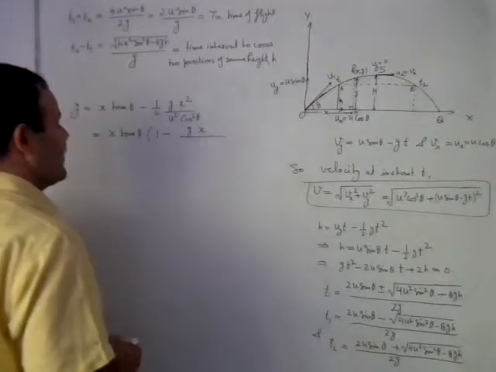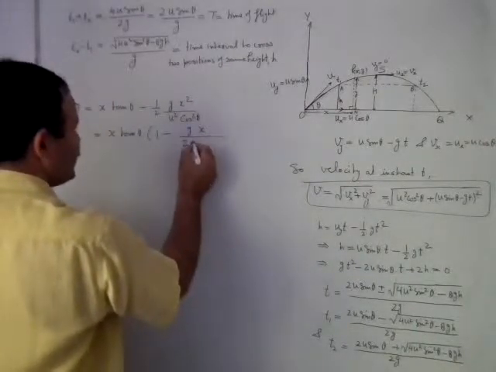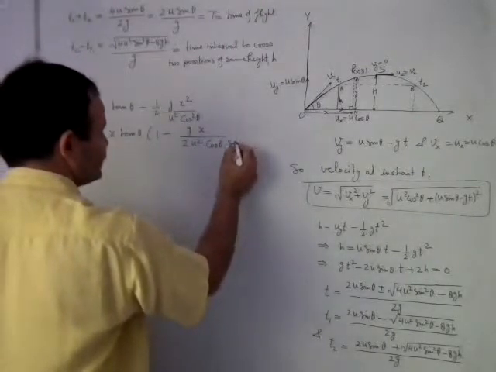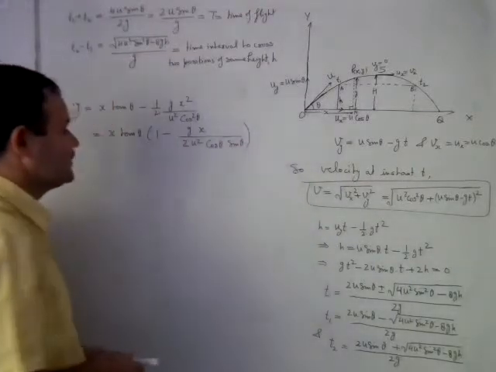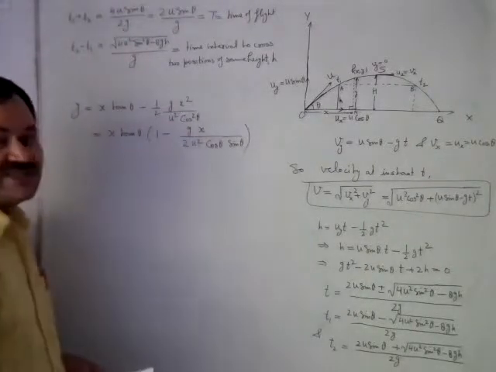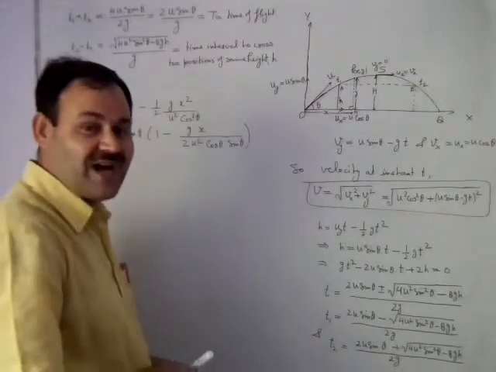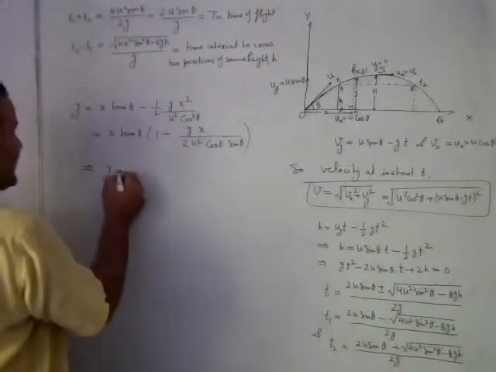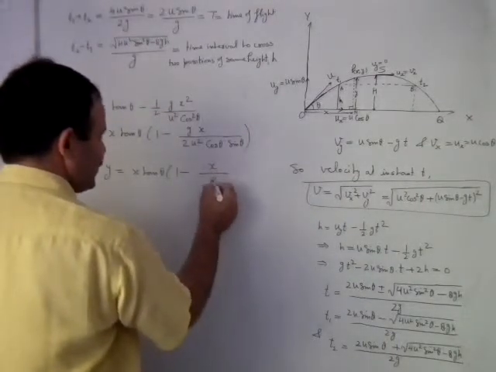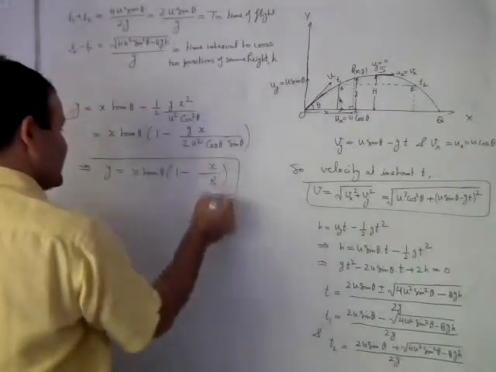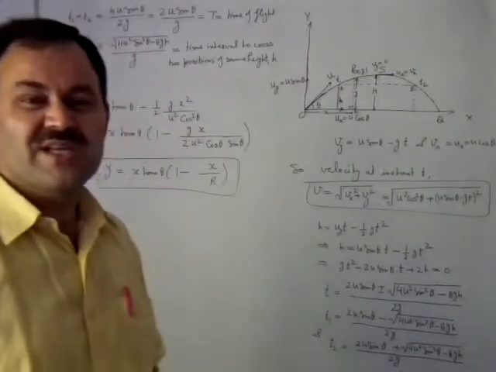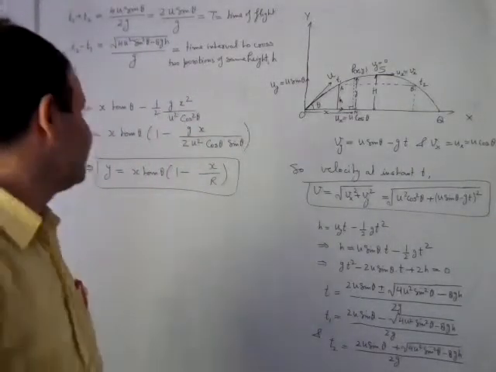In the second term, we'll get x tan theta as common and 1 minus gx upon 2 u square cos theta into sin theta, which is u square sin 2 theta upon g. It will give you the range of projectile R. So it means y can be written as x tan theta into 1 minus x upon R. It is another form of equation of trajectory which will be used in solving several questions.